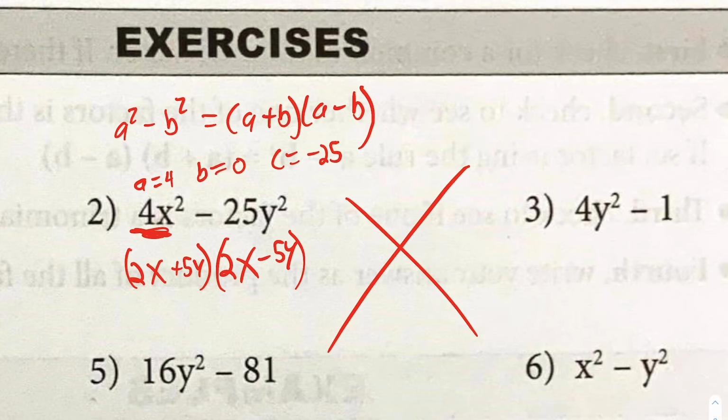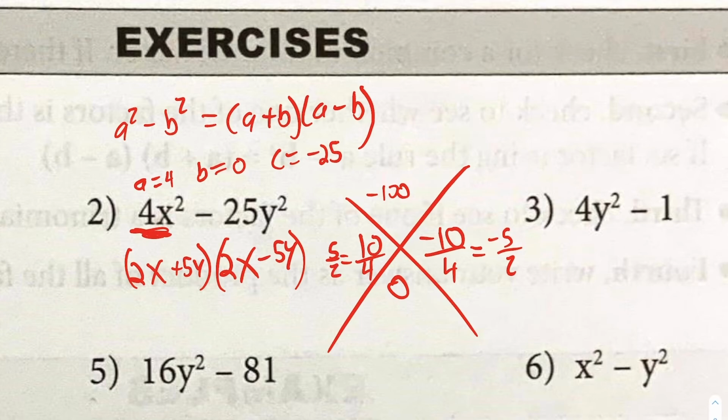So a times c will go on top. That's going to make a negative 100 on the top and a 0 on the bottom. Things that multiply to be 100 are 10 and 10. To make them a negative 100, one of these needs to be negative. We're then going to divide by our a, which is 4. This right side reduces down to make negative 5 halves, and the left side reduces down to make positive 5 halves. That means our factors, I'll use a different color, our factors are going to be x plus 5 over 2, x minus 5 over 2.